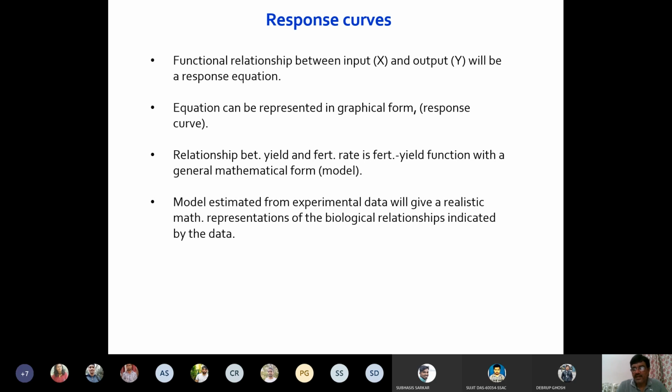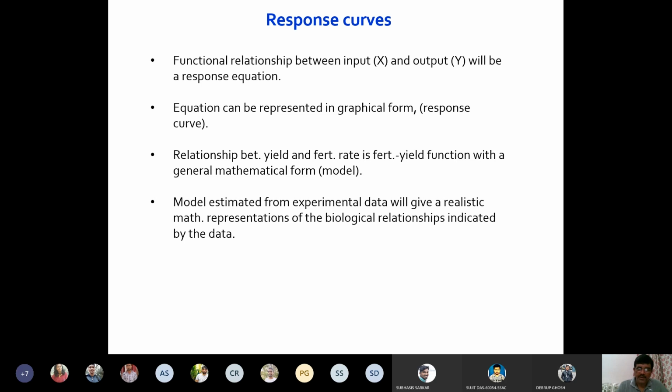What is response curve? It is a functional relationship between input and output, and that will be a response function. You have input and output, and how physically they are related, that is your response curve. The equation can be represented in a graphical form. If you have a relationship between two variables, then that can be easily made into a graph. The relationship between yield and fertilizer rate is the fertilizer yield function, with a general mathematical form.